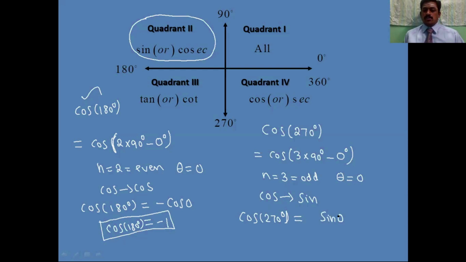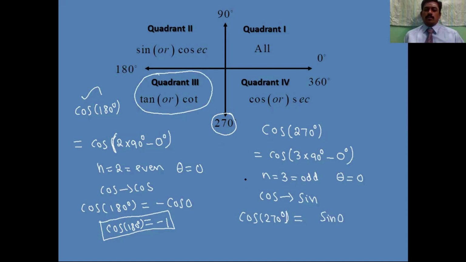sine 0. So now we have to check which quadrant it lies in. So we have taken 270 minus theta. So 270 minus theta lies in what? Third quadrant. So therefore in the third quadrant tan only is positive. But we are given cos 270. So it is negative. Anyway sine 0 is 0. So therefore our cos 270 degree value is 0.